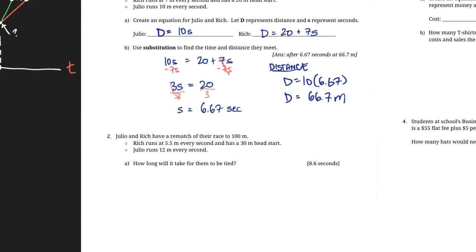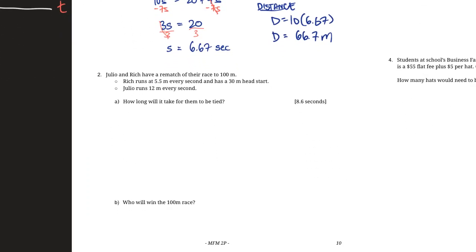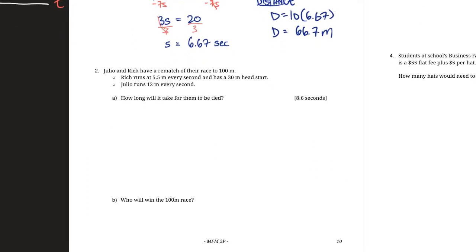Okay, so now what I want you to do is try question 2 yourself. Sort of similar, same idea. Part B asks you who will win the 100-meter race, so similar to what we just talked about. I want you to try this one yourself. Pause the video here, try it yourself, unpause it, and you will see the solution.